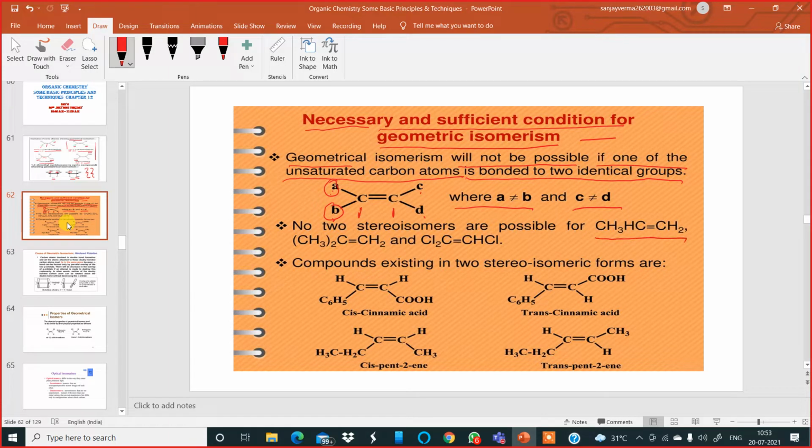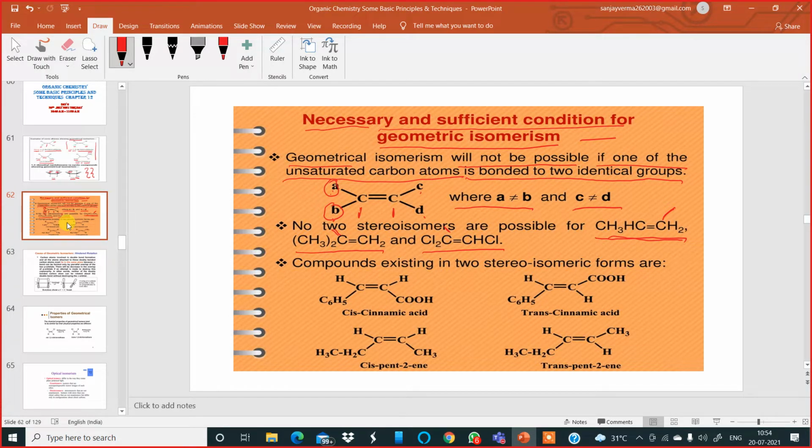Now, no two stereoisomers are possible for these compounds: CH3HC double bond CH2, (CH3)2C double bond CH2, and Cl2C double bond CHCl. These are three examples for which stereoisomers are not possible, which means if you draw the structures of these three compounds, you will find that one of the unsaturated carbon atoms has similar groups. For example, over here there are two hydrogens, over here two chlorines, over here two methyl groups. Being the same groups or atoms, stereoisomerism is not possible in that case.